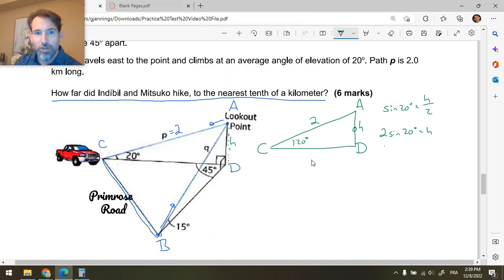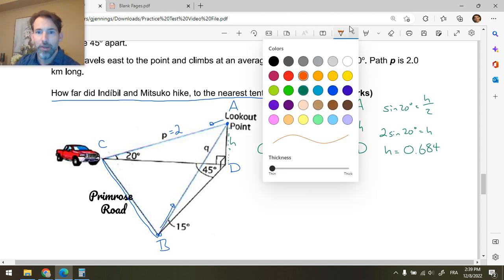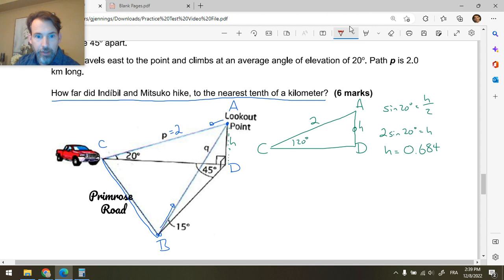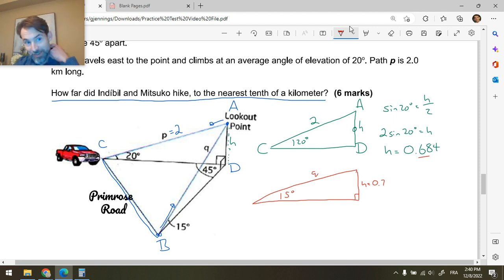All right, so H is equal to 0.684. Okay, cool. Now let's work in another triangle. We'll go with red for Christmas reasons. All right, so now let's line up ADB, this triangle, slightly longer. This is still H, which is equal to 0.7 or so, and this is 15 degrees. And the thing we'd like to know is this one up here. We don't know it, so we call it Q.